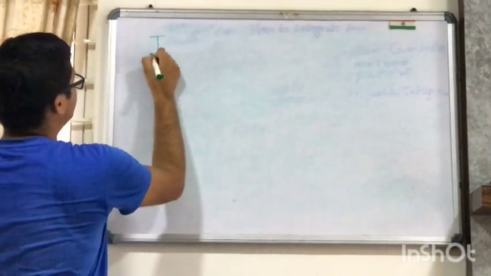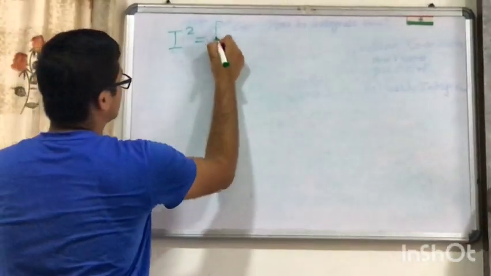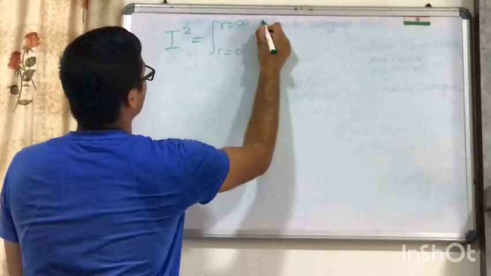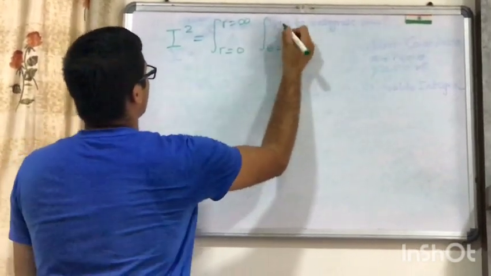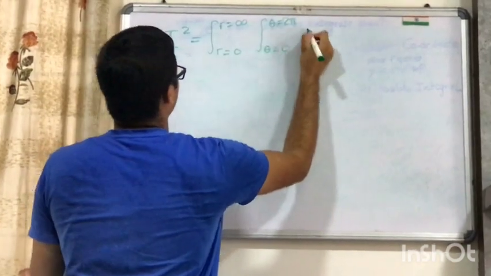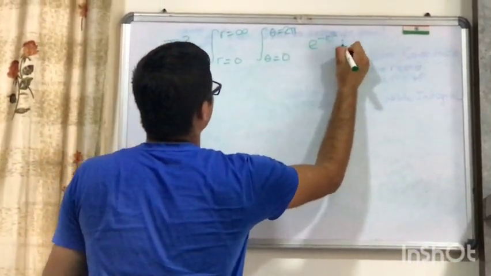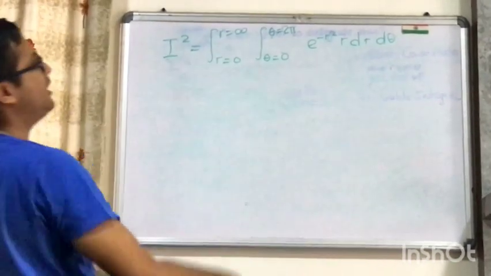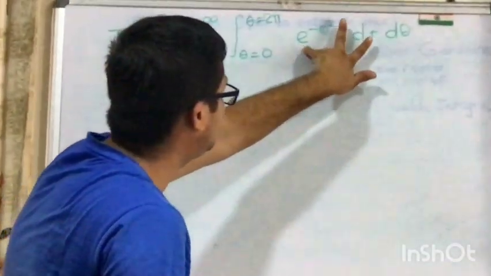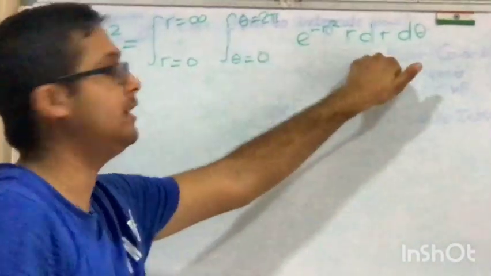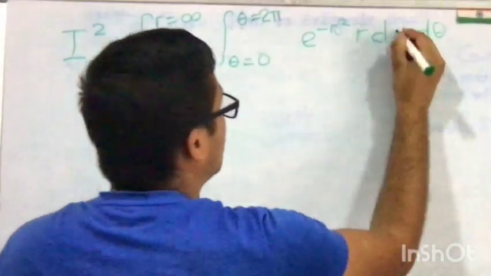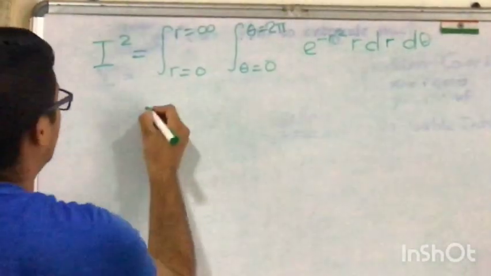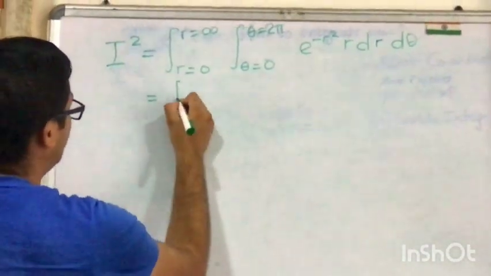Writing the integral again. Let us integrate theta first. Now everything from here to here is independent of theta, and the only thing which we have to integrate is basically d theta. So this is very simple.